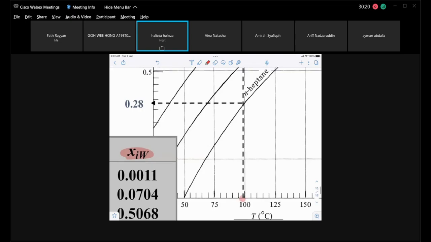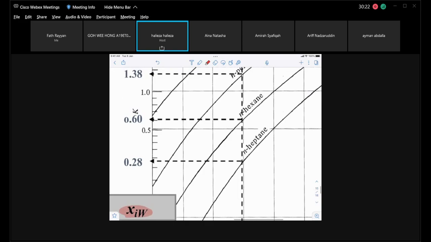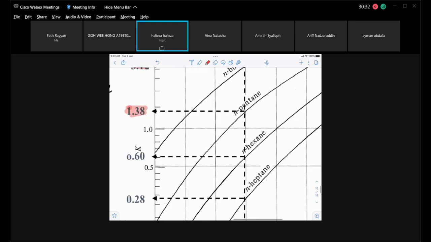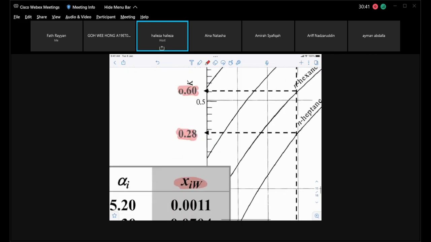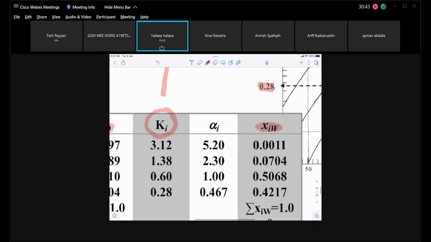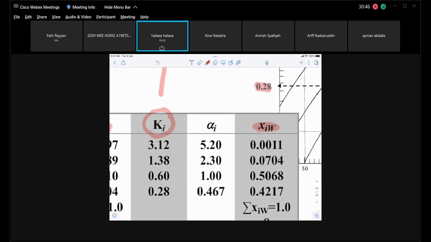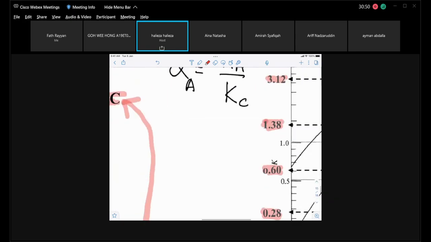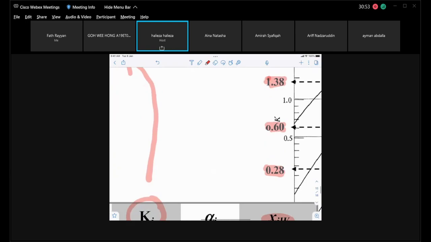For every component that I have in my example, I have components A, B, C, and D. At that temperature, I will look up the K value. Okay. For every component that is given, I will read off the K value from the graph. And I will list it down in my table, which is over here in the very left column, this column. Okay. So that's my value, which I got earlier, for example, for components A, B, C, and D.